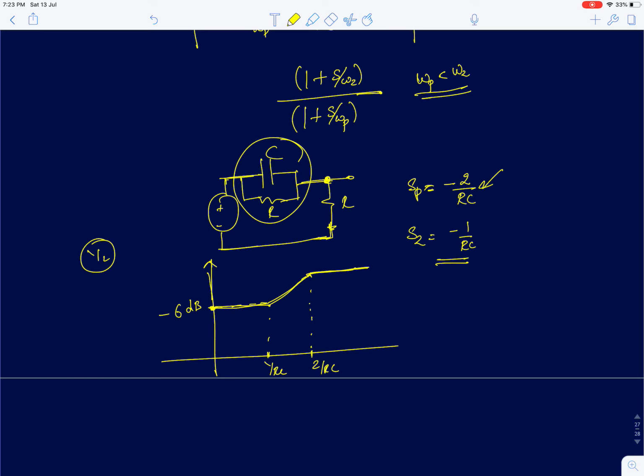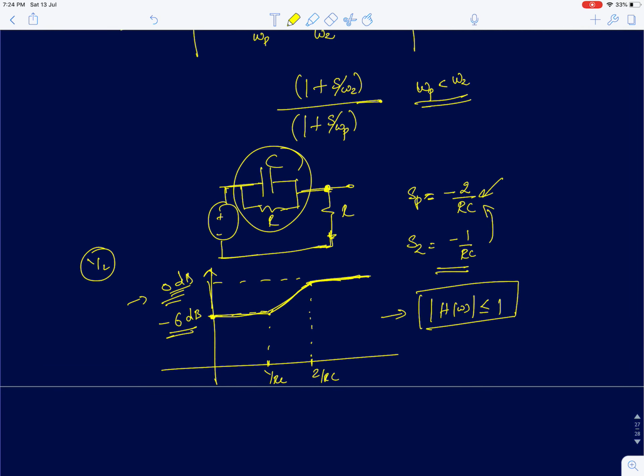So the maximum gain at high frequencies is actually omega p by omega z, which is 2, and 20 log of 2 is plus 6 dB. Since you have started with minus 6 dB, by the time it reaches here, minus 6 plus 6 will be 0 dB. So even though you have the magnitude of the 0 less than the magnitude of the pole, it is still a realizable transfer function, because you are not violating the condition that mod of H of omega at any given frequency is always less than or equal to 1. So this is a practically realizable system.